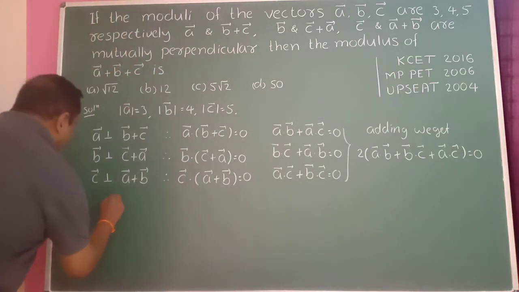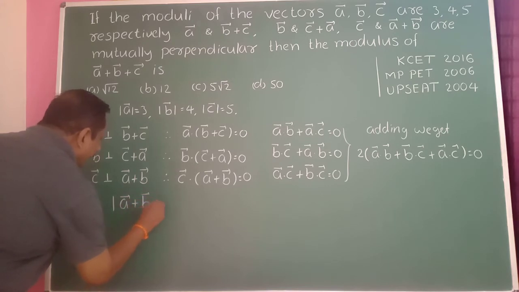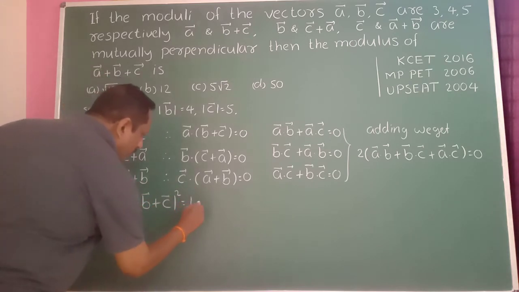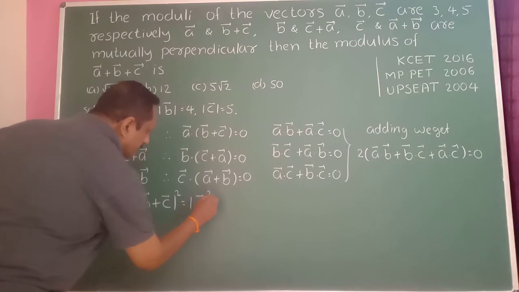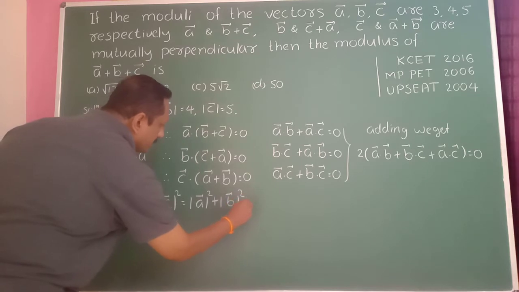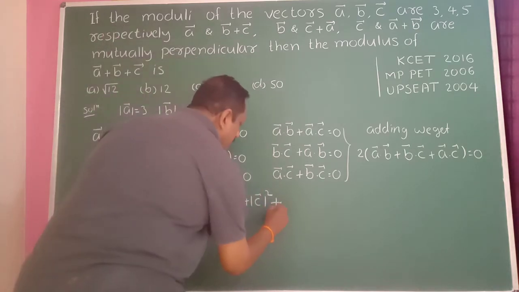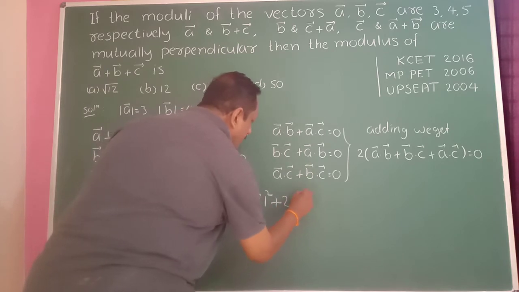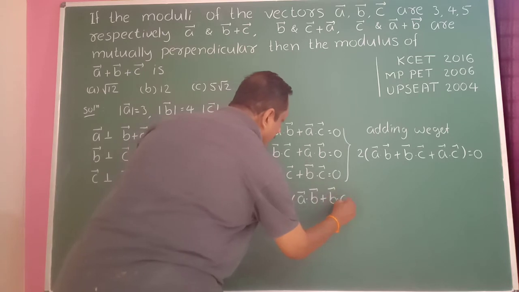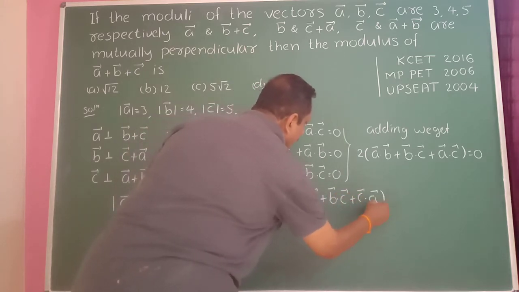Therefore, modulus of a bar plus b bar plus c bar, whole squared, is equal to modulus of a bar square plus modulus of b bar square plus modulus of c bar square, then plus 2 times a bar dot b bar plus b bar dot c bar plus c bar dot a bar.